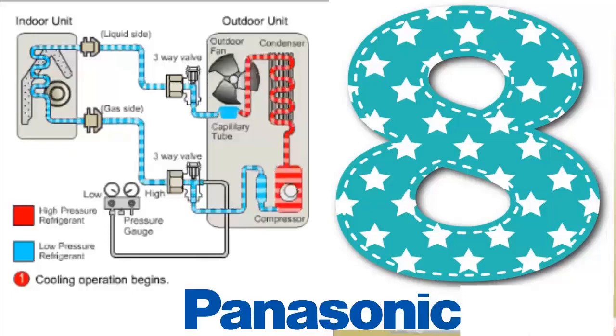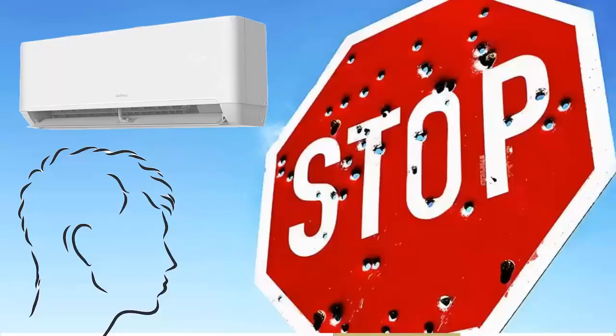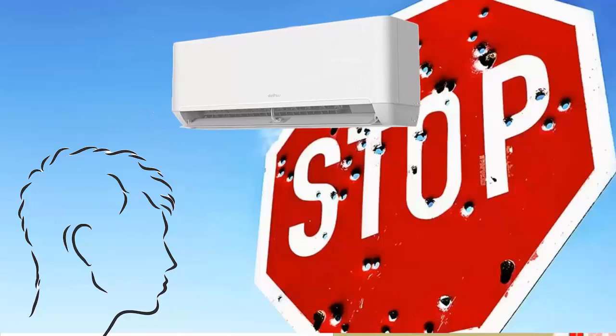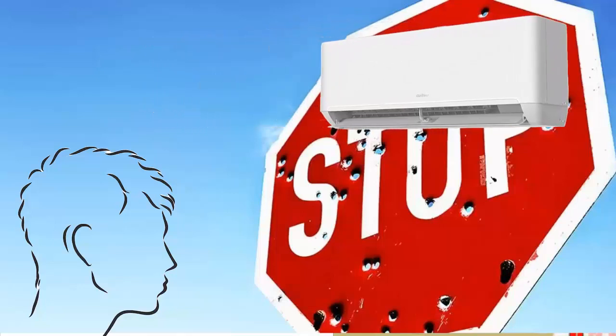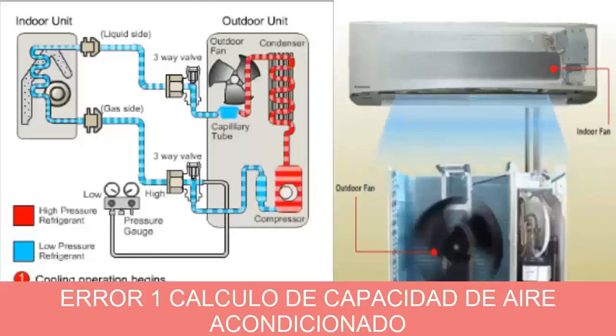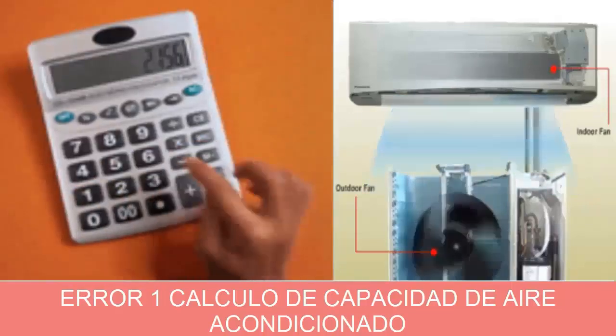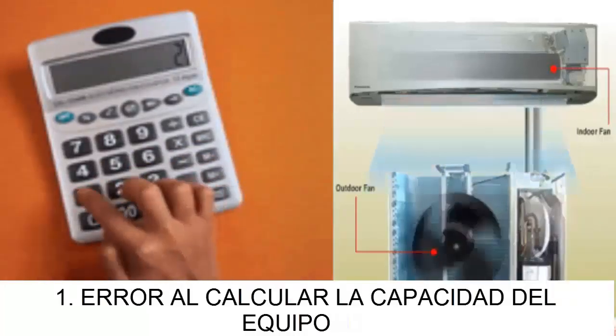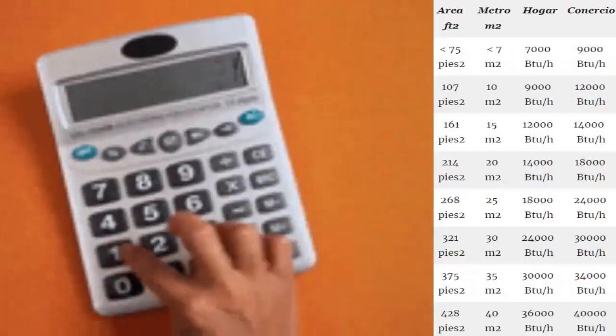In this video, we will discuss the 8 most common errors in the selection and installation of mini-split air conditioners and provide you with tips to avoid them. Error 1. Calculation error, choosing a unit with incorrect capacity, either greater or smaller cooling capacity.